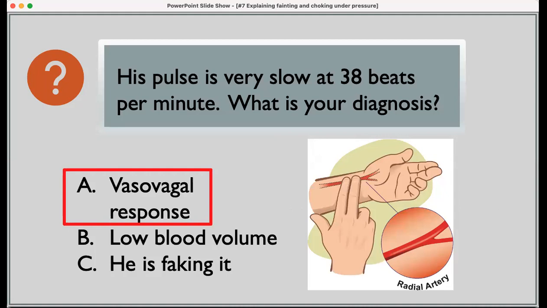So the reason you know this is vasovagal is the heart rate is slow. It's the vagus nerve innervating the sinoatrial node and slowing the heart rate. And that's the quickest way you can tell if someone has low blood volume or a vasovagal response.